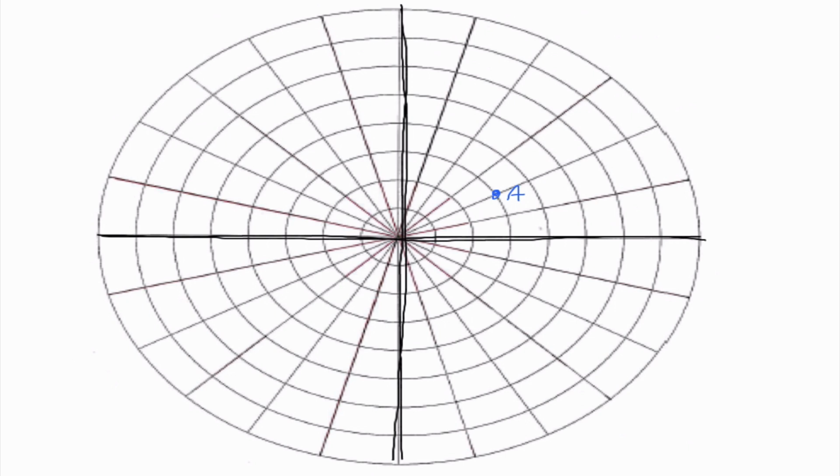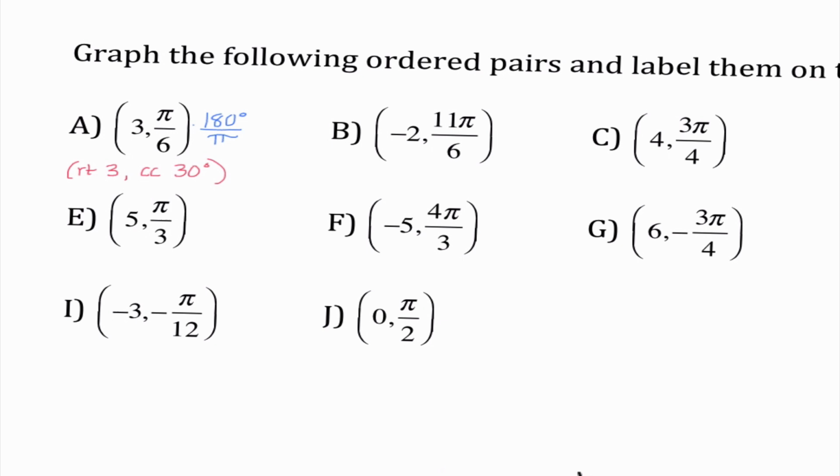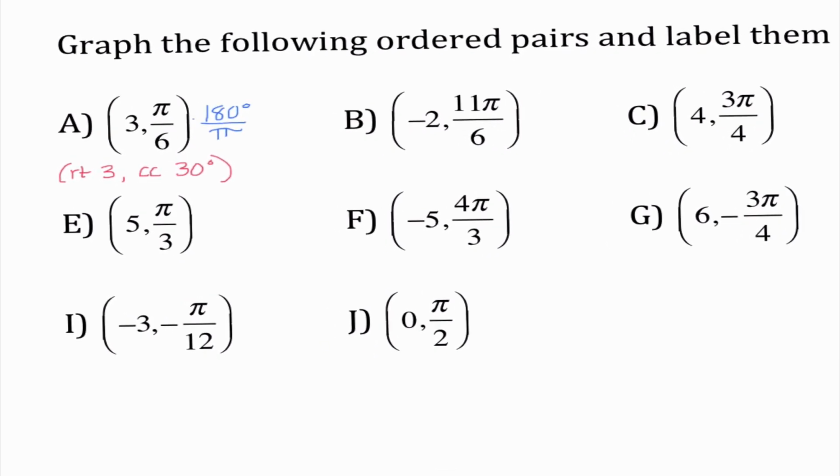Okay, so once again, I went out 1, 2, 3, and up 15, 30 degrees. Now the next one, what makes this one a little bit different for B is that my r value this time is negative. So this is telling me that I need to move to the left 2. And if I multiply by 180 degrees over pi, I end up getting that this is equivalent to 330 degrees. And once again, I'm moving counterclockwise 330 degrees.